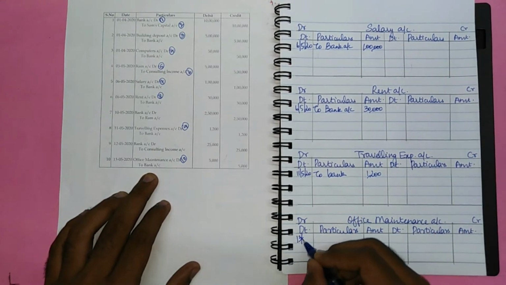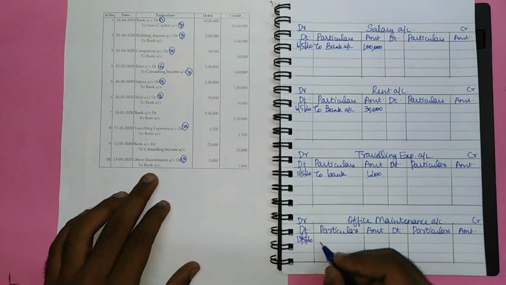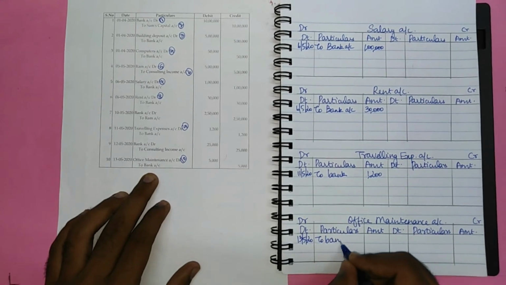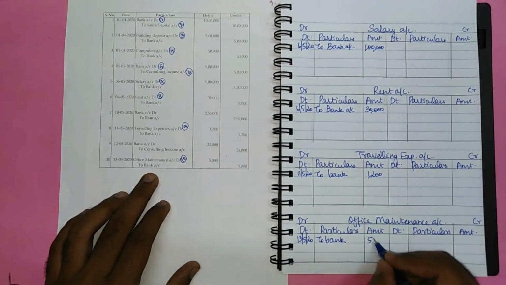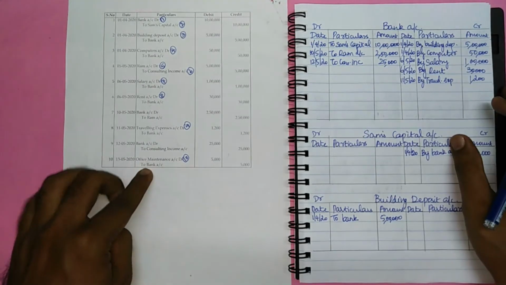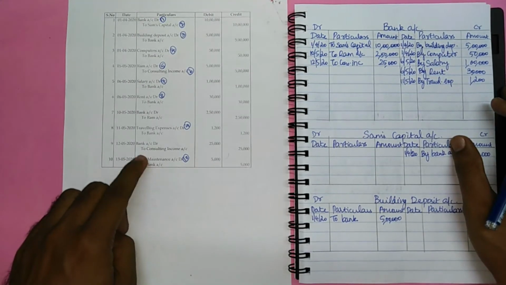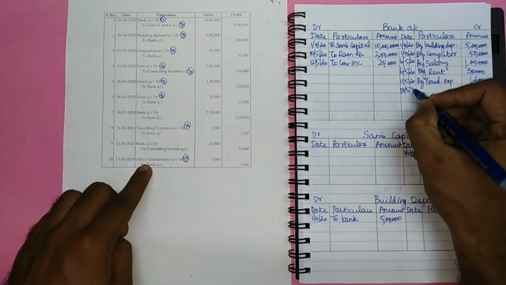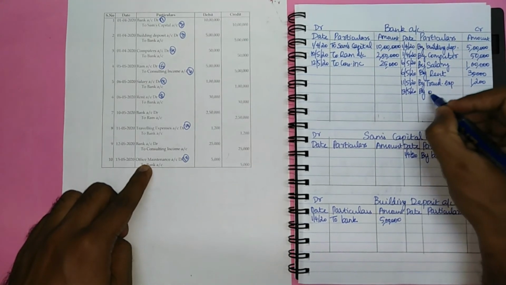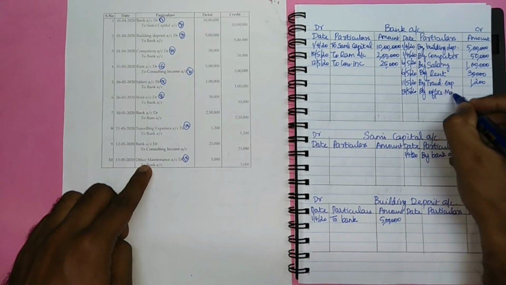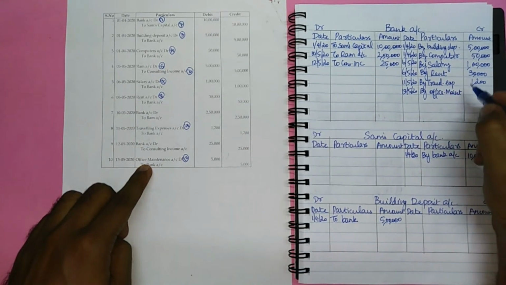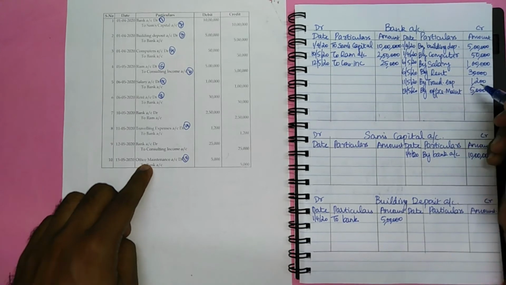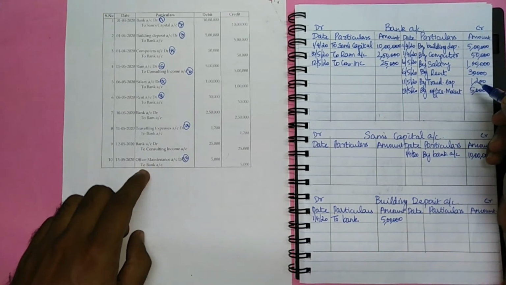On 13th May 2020, to bank 5,000, and bank account needs to be credited with office maintenance expense for rupees 5,000. On 13th May 2020, by office maintenance rupees 5,000. So we have successfully posted all these 10 journal entries into the respective ledger accounts.